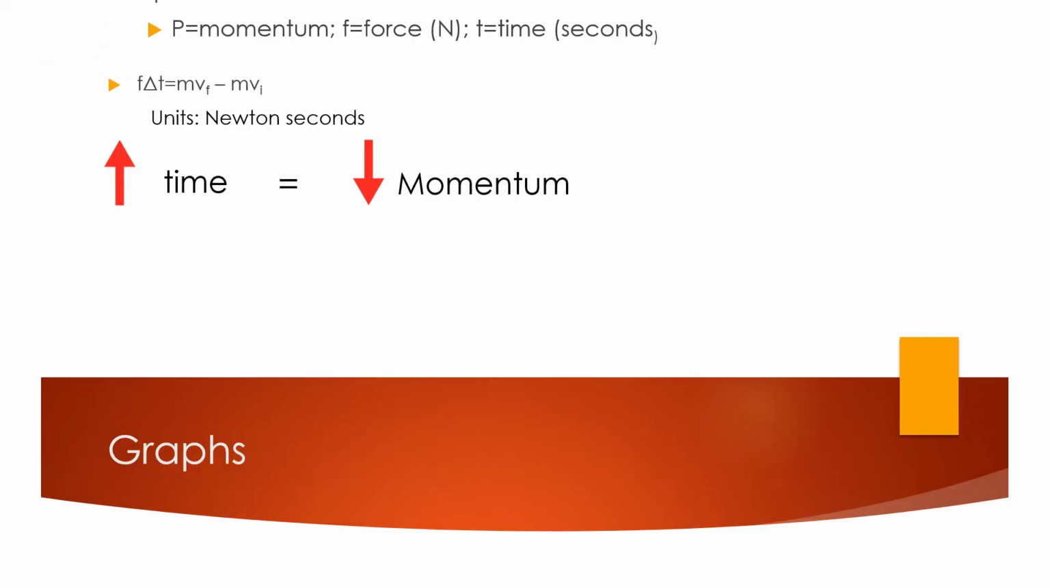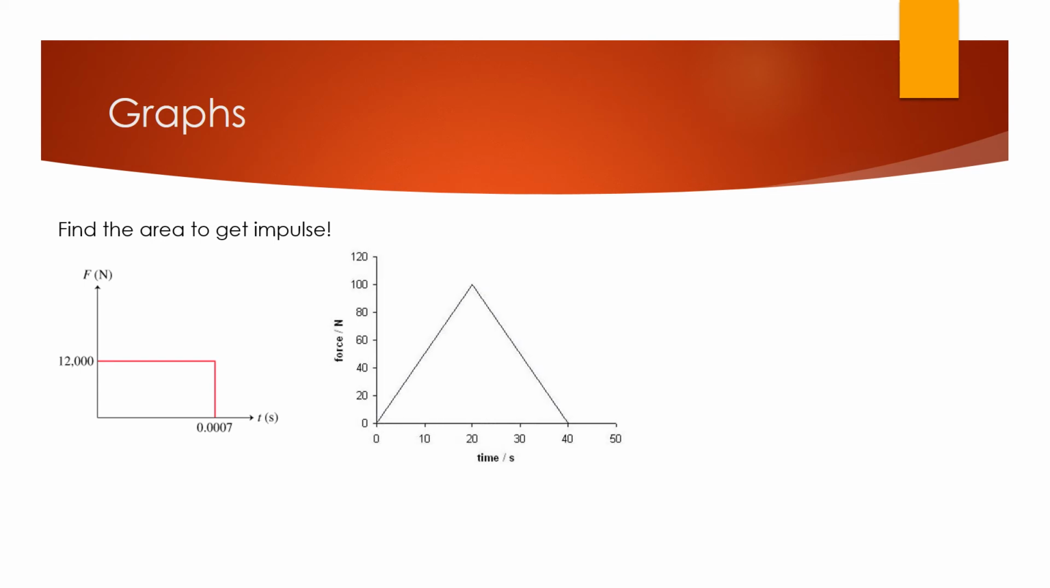Since we didn't talk too much about graphs in class, let's do that now. Graphs of force versus time can easily help us calculate impulse. All we have to do is find the area under a force versus time graph. If it is constant, all we have to do is calculate the area of the rectangle. If the force is constantly changing, however, then we would have to find the area of a triangle using 1/2 times base times height.